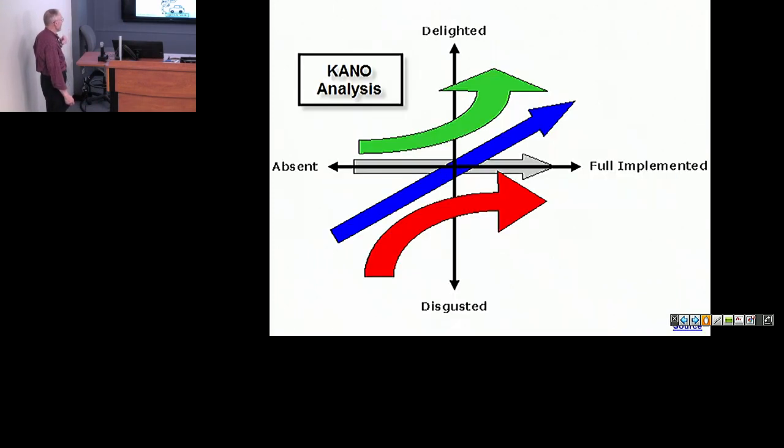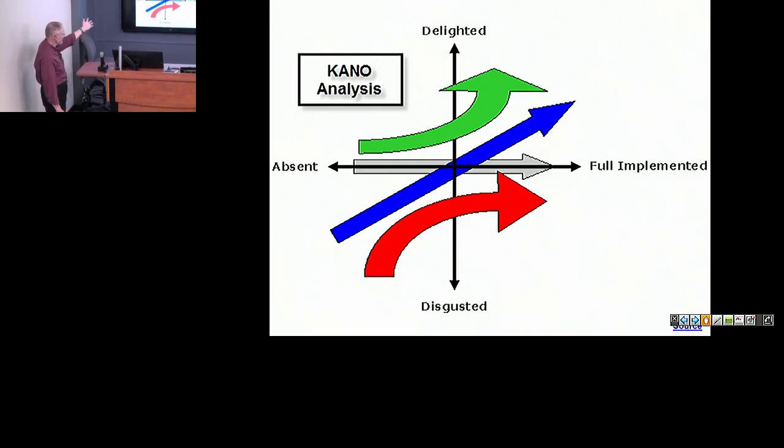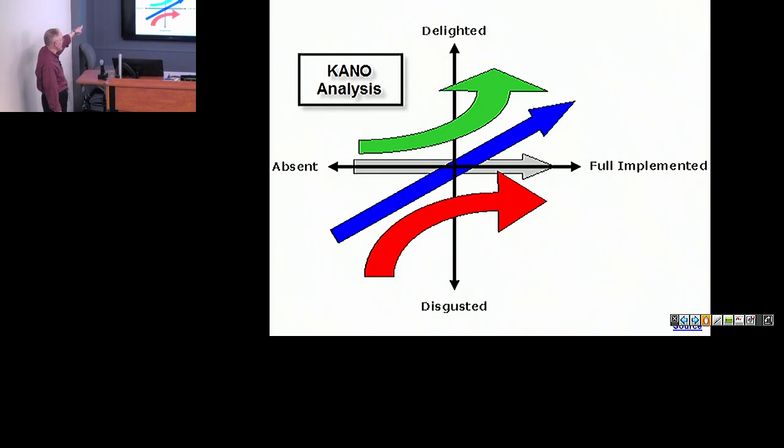So, note the blue line to the left of that. If it's absent, people are going to be disgusted. If it's above that, they're going to be sad. They're going to say that's okay.